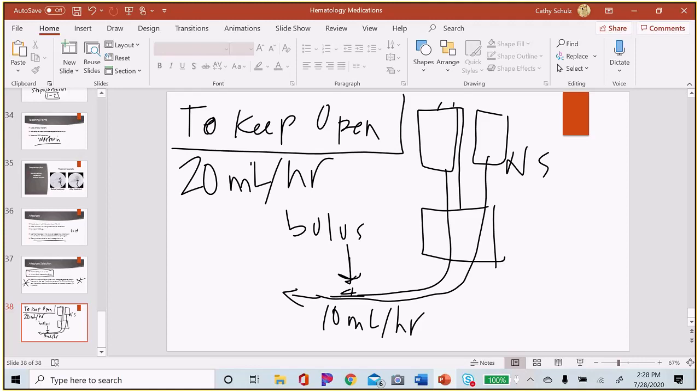The only things you would put in this particular IV line are either the to keep open bag and the heparin, or just the heparin. If the infusion is fast enough, you would not give any other medications through there, only the heparin.